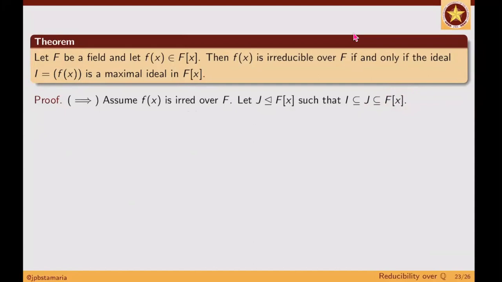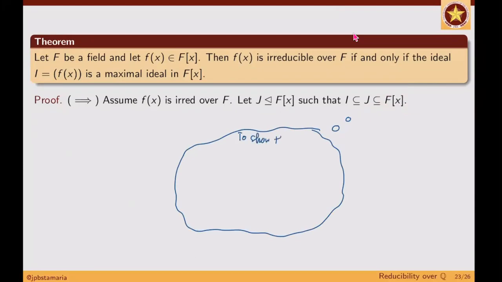So actually, by the way, in my mind, this is what I wanted to show. To show that I is maximal, what do I want to show? I wanted to show that J is either I or J is F square bracket x. Kasi pag yan ang nangyari, para mong sinasabing walang iba na nasa gitna ng I tsaka ng F[x]. Kasi kung meron mang ideal, it's either I or F square bracket x. So that's what I wanted to achieve.